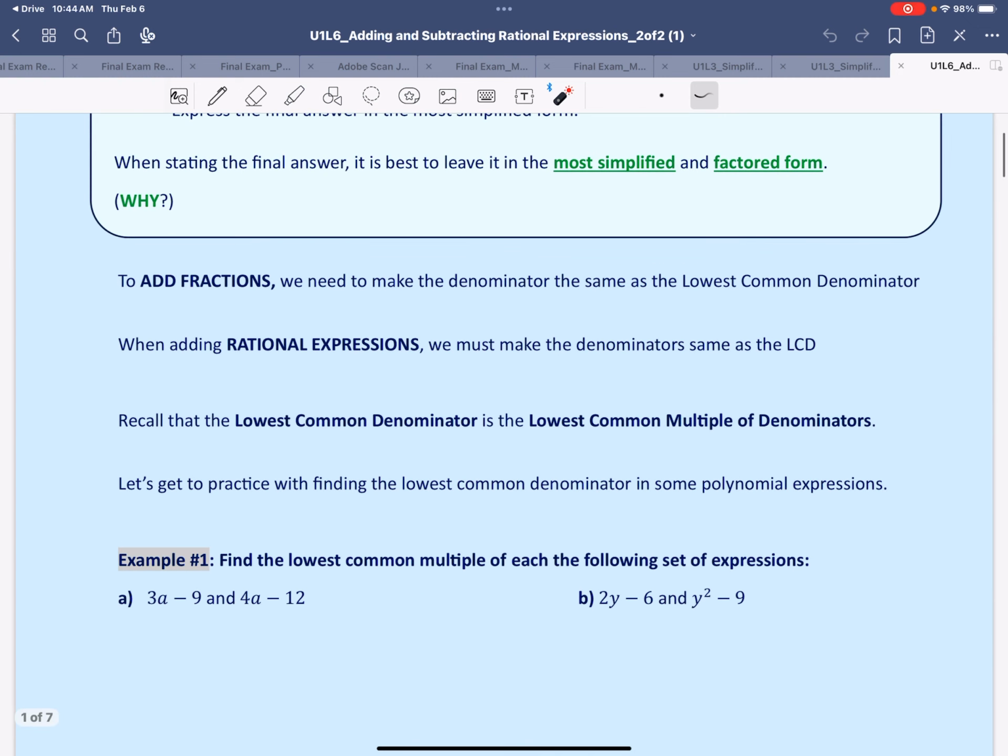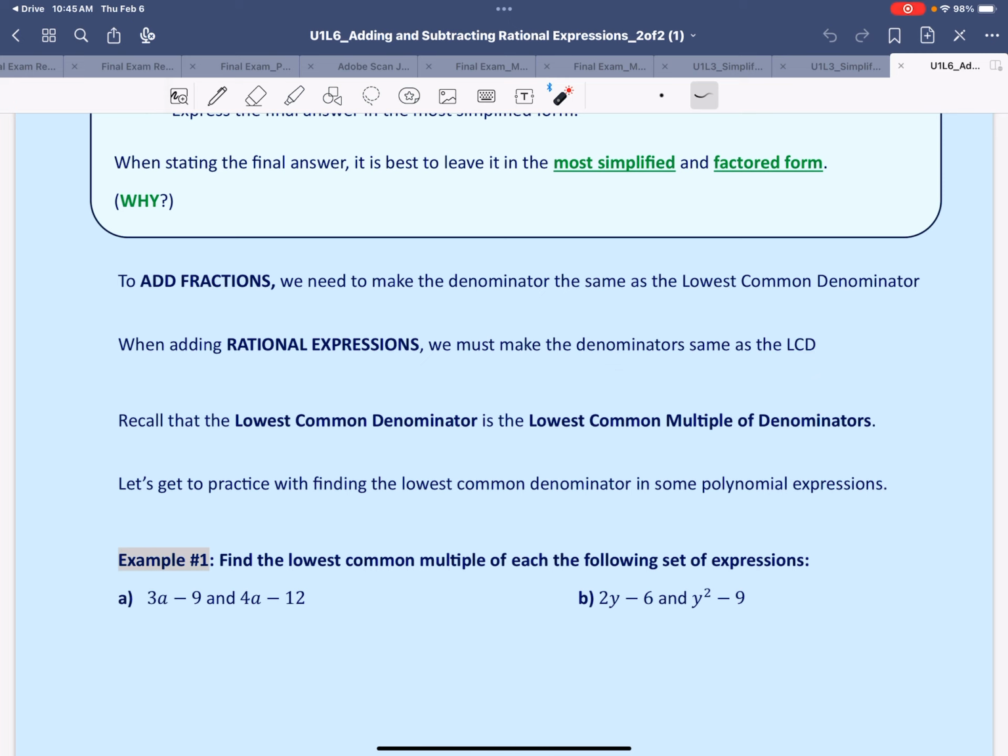Remember that to add fractions, we need to make the denominator the same as the lowest common denominator. So when we add rational expressions, which are fractions that contain polynomial expressions in the numerator and denominator, we must make the denominators the same as the lowest common denominator.